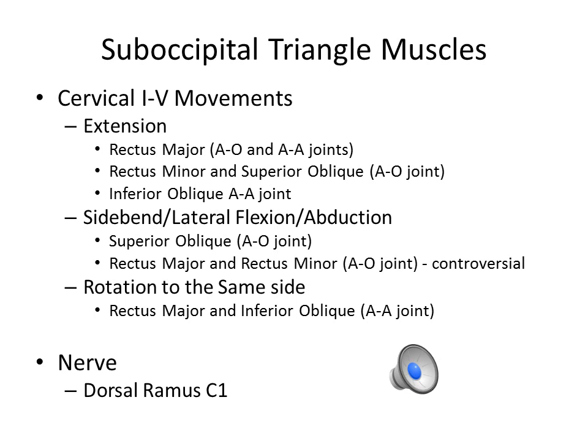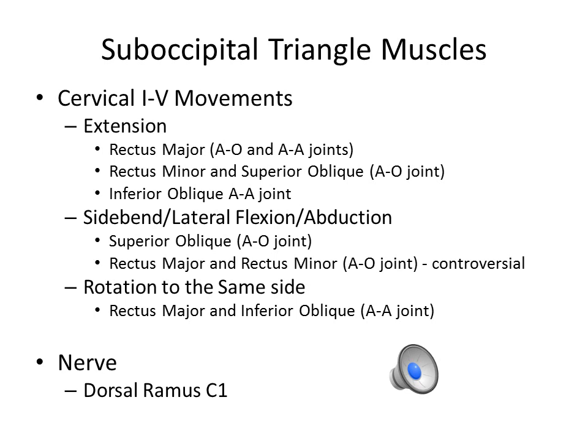The suboccipital triangle muscles produce movement at the cervical intervertebral joints. They produce extension, side bending, and rotation to the same side. Rectus major produces extension at the AO and AA joints. Rectus minor and superior oblique produce extension at the AO joint, whereas inferior oblique produces extension at the AA joint. Superior oblique will produce side bending at the AO joint.